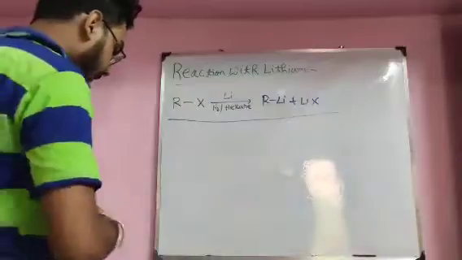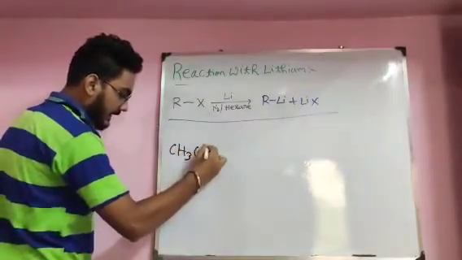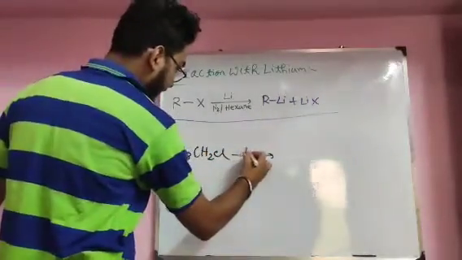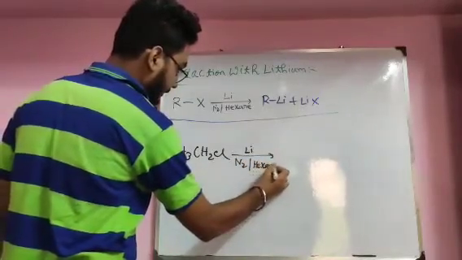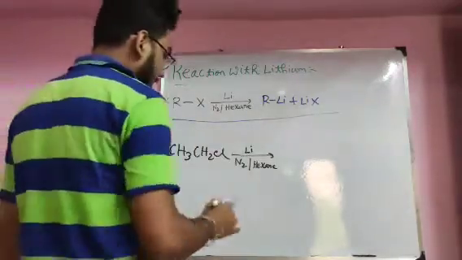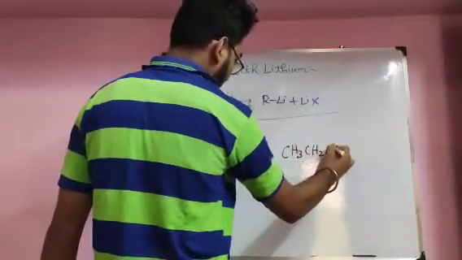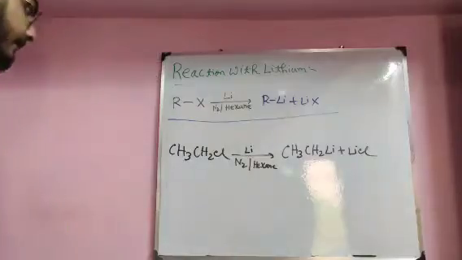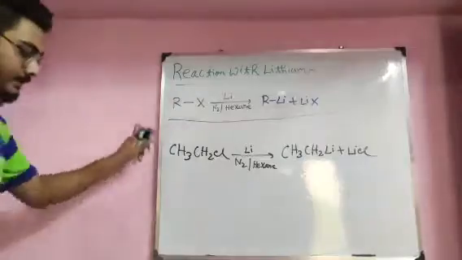Now we take an example of this formula. If we take CH3CH2Cl, give the reagent as Li, N2 and hexane, then the product will be CH3CH2Li plus LiCl. This is the form of reaction with lithium.